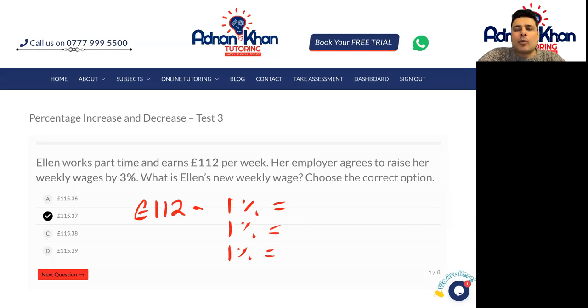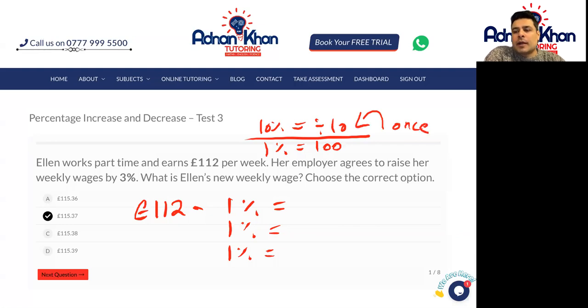To work out 10%, you divide by 10. To work out 1% of a number, you divide by 100. Because 10% is division by 10, you move the decimal place to the left once. Because you're dividing by 100, you move the decimal place to the left twice, because 10 has 1 zero and 100 has 2 zeros.